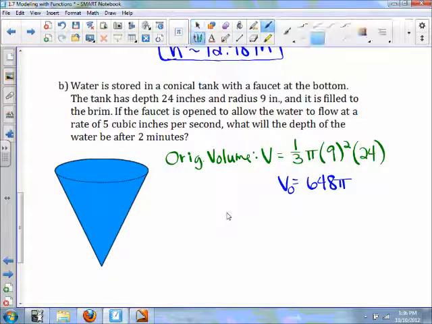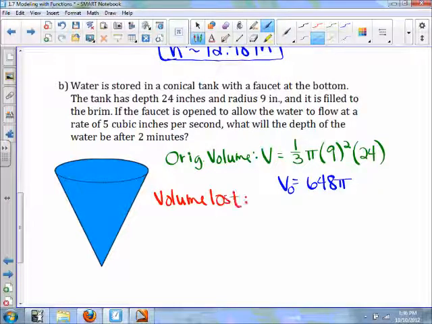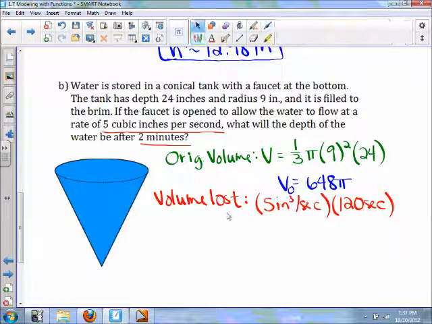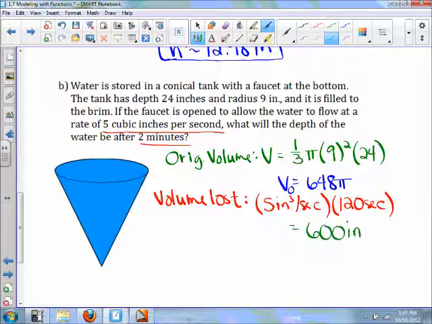Now, the volume lost over time, it says here, is 5 cubic inches per second for 2 minutes. Now, 2 minutes is 120 seconds. So if we take 5 times 120, that's going to be 600 cubic inches.